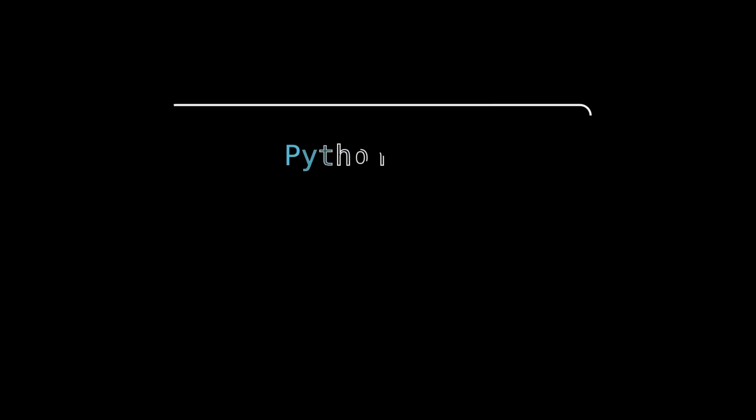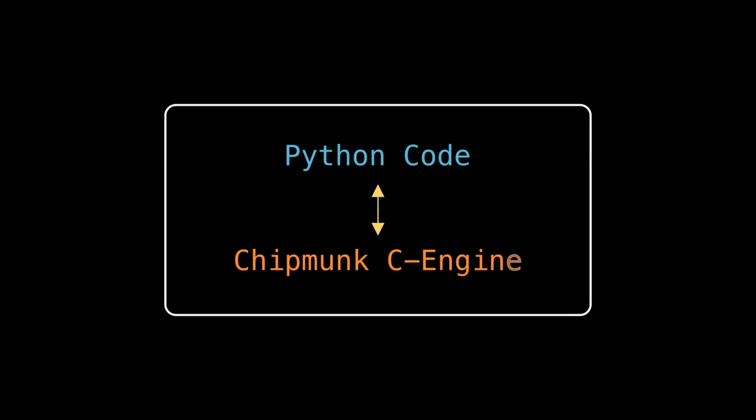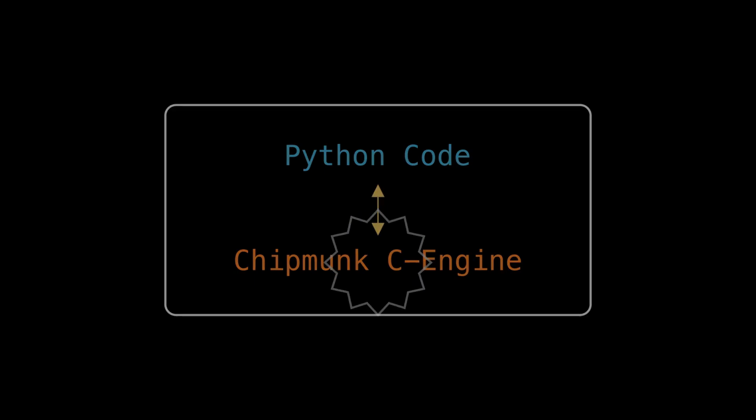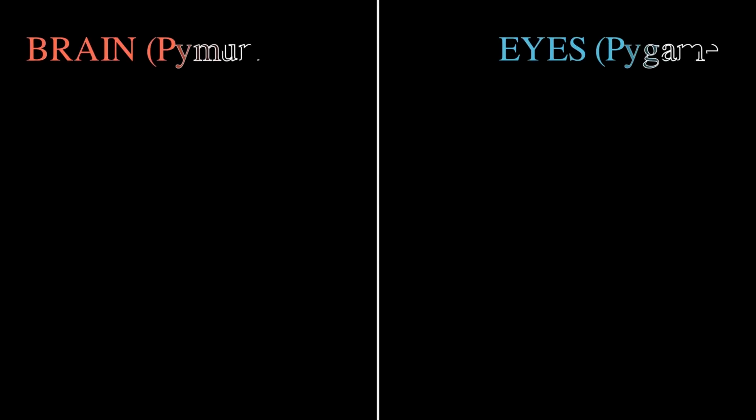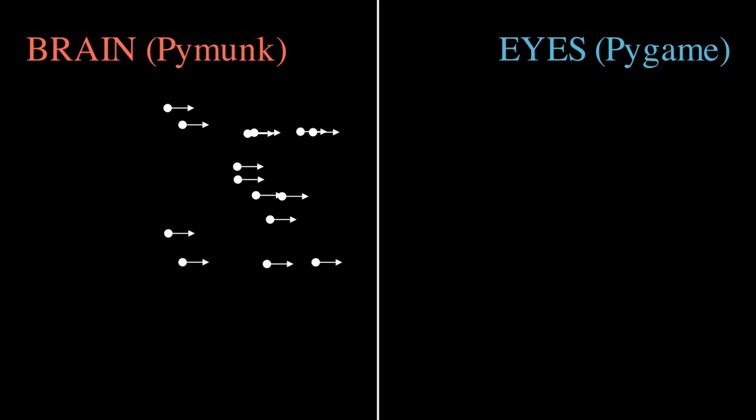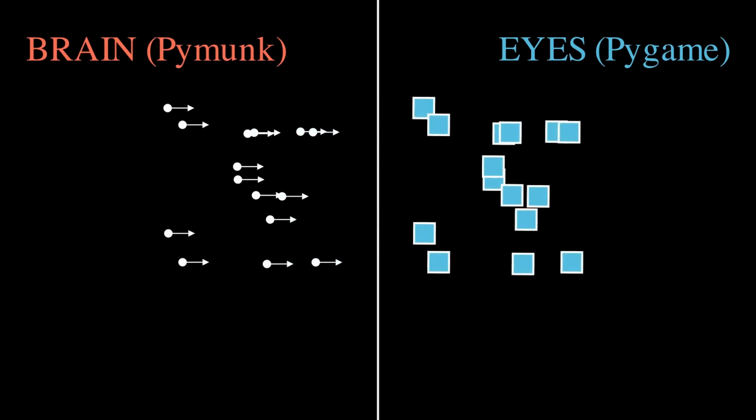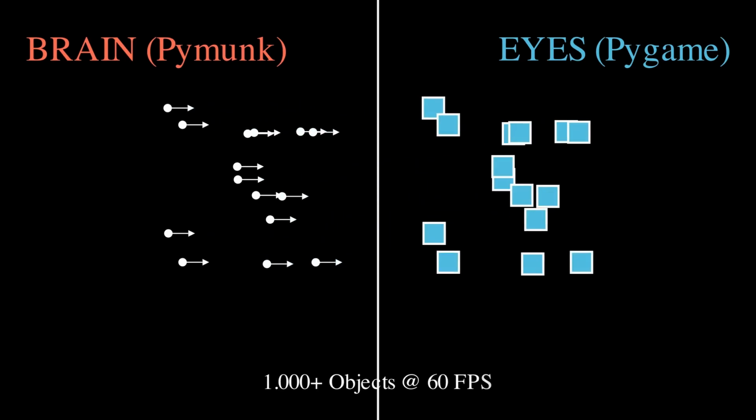To get this performance, we use Pymunk, a Python wrapper for the Chipmunk C engine. It's the ultimate cheat code. We write clean Python, but the heavy lifting, like collision normals, happens at C speed. Pygame is just our eyes, it renders the coordinates that Pymunk's brain calculates in the background. This decoupling is why we can handle over 1,000 objects without breaking a sweat.